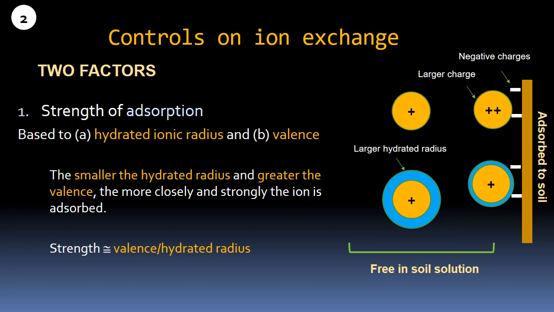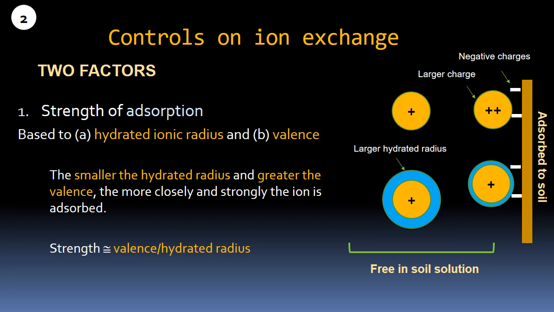However, one of them has a larger hydrated radius, meaning that this cation is surrounded by a larger shell of water, and another one has a smaller shell of water radius. Which one will be tightly adsorbed in the soil? You would find from the picture that the one with a smaller hydrated radius is the one tightly adsorbed in the soil.